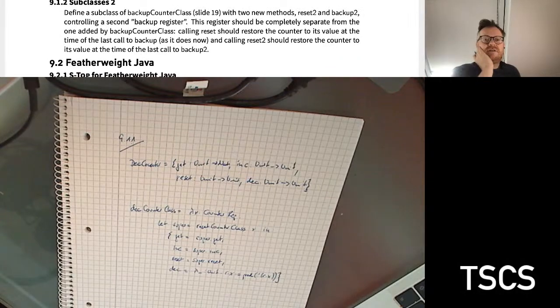Now the second task here was to define a subclass of backup counter class, which was on slide 19, with two new methods, reset2 and backup2, controlling a second backup register, and this register should be completely separate from the one added by backup counter class. So calling reset should restore the counter to its value at the time of the last call to backup, as it does now, and calling reset2 should restore the counter to its value at the time of the last call to backup2. Oh, so a little bit more complicated backup functionality.